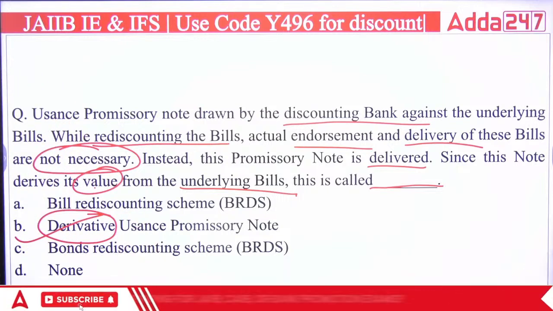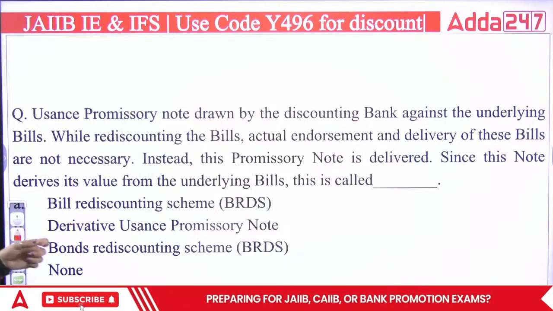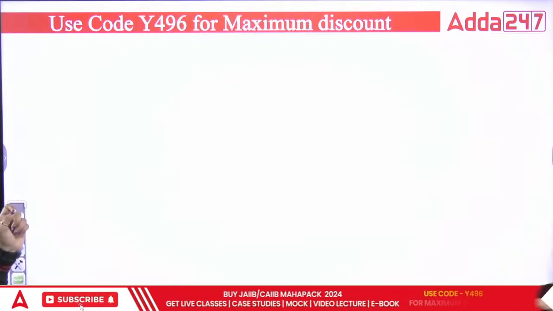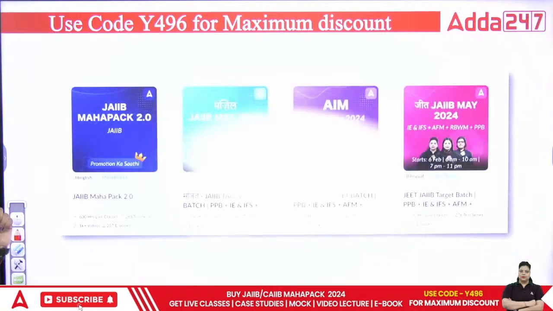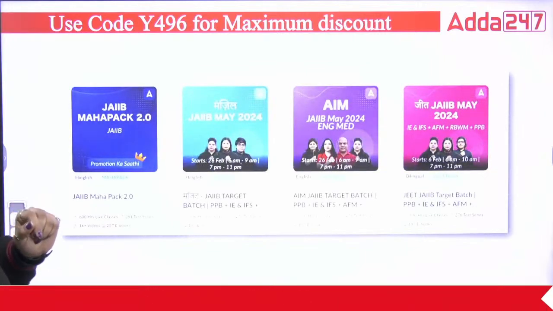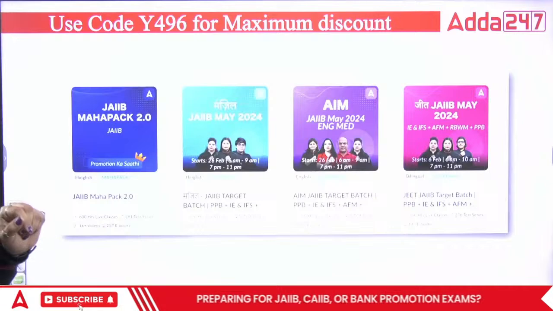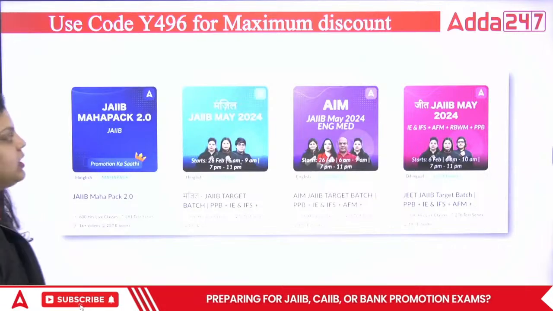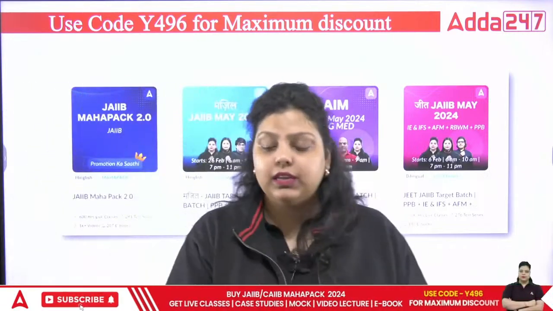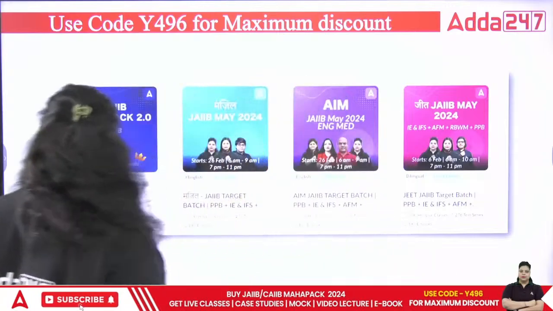The right answer will be what? Derivative usance promissory note. Okay, B option. Okay, done. So these are the questions we have discussed about your money market, or I can say your unit number 30.